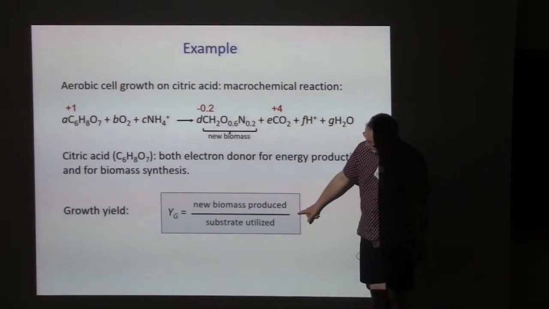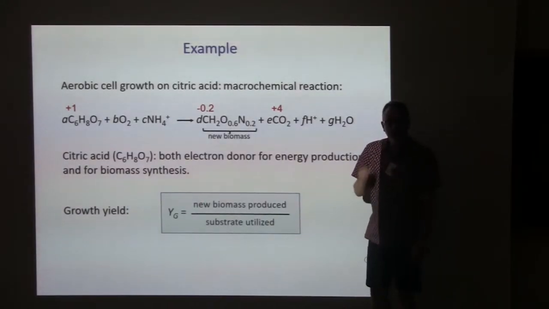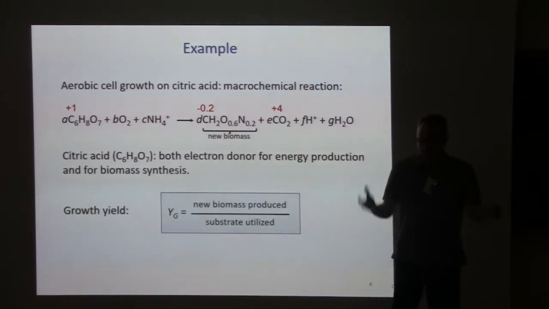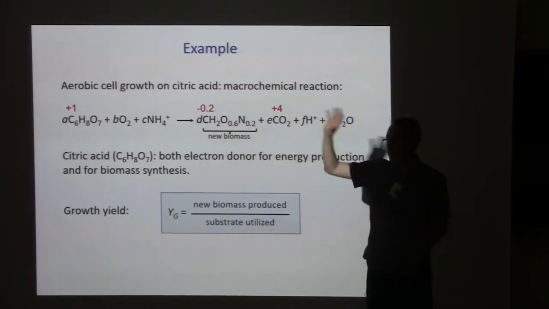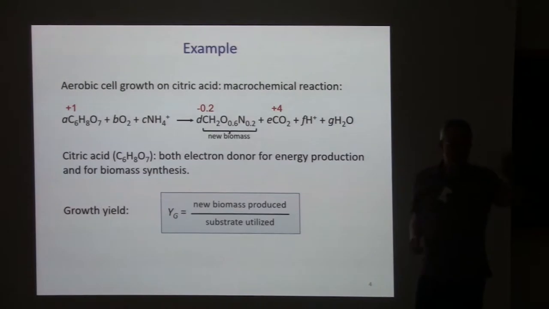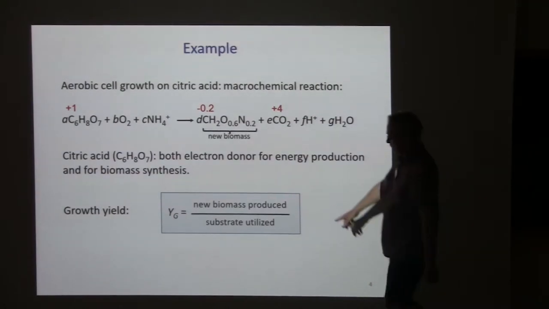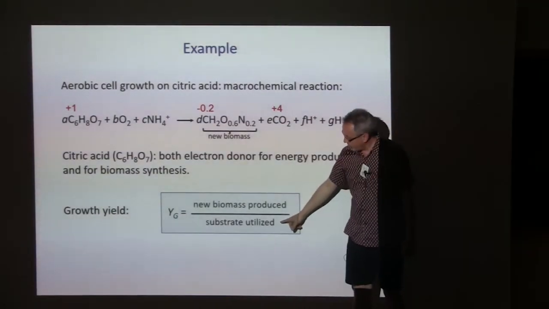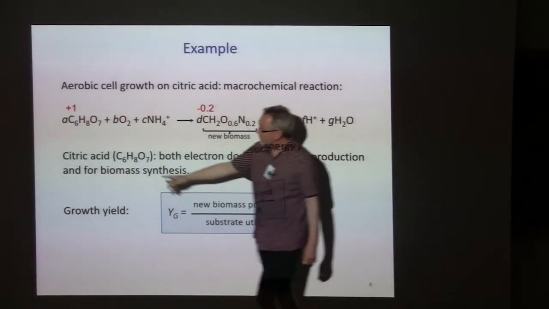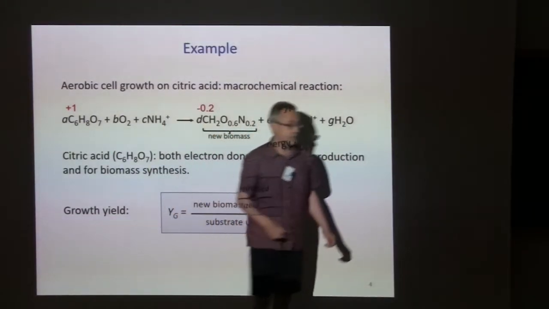That's essentially, if you know what the growth yield is, you've answered the question. If I have a certain amount of citric acid, how much of that goes to biomass production? How much of that goes to energy production? So it's the new biomass produced per unit of substrate utilized. The substrate here being my citric acid.